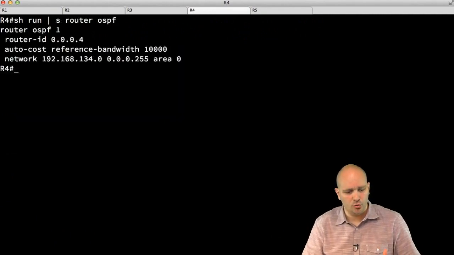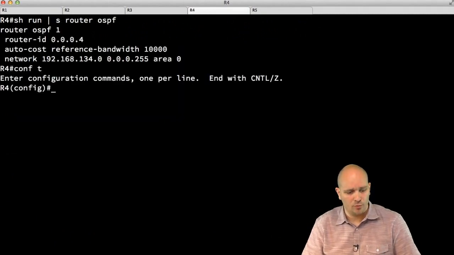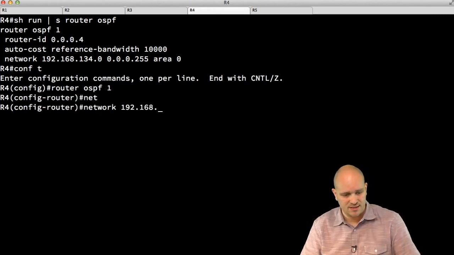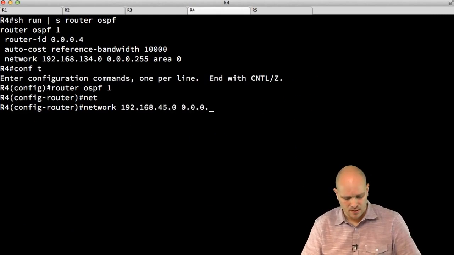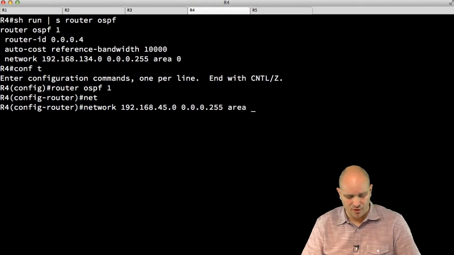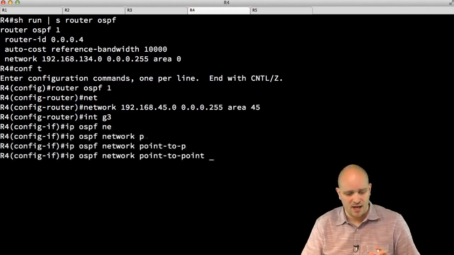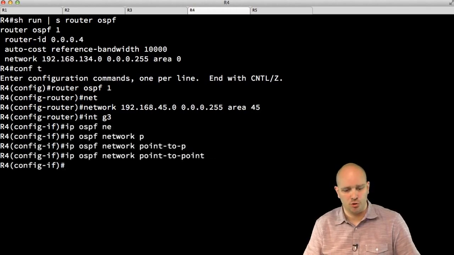What I want to do now is go into my router OSPF process and say network 192.168.45.0.255 area 45. And just to speed things up, I'm going to go to the gigabit interface 3 and say ip ospf network point-to-point.